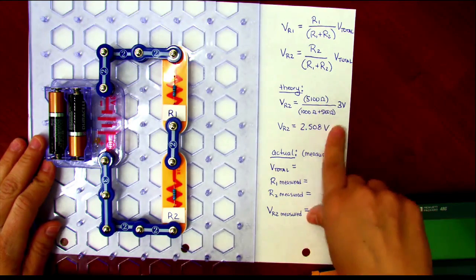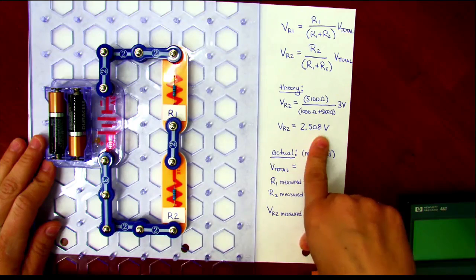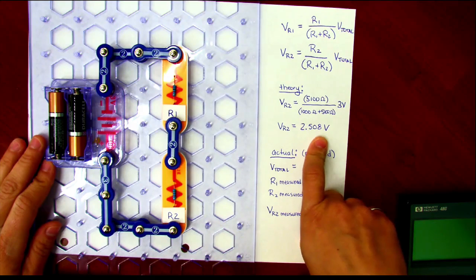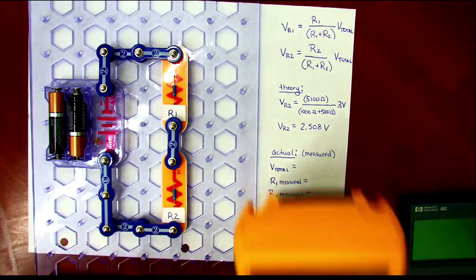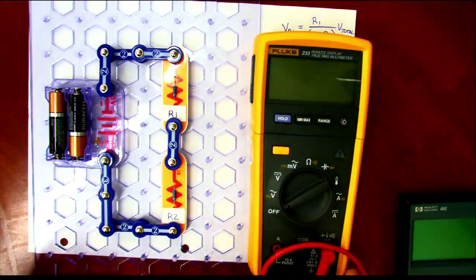So if I plug those values in, in theory my voltage drop across R2 will be 2.508 volts of the total 3 to use. So I got a meter. We're going to use it and see what we get.